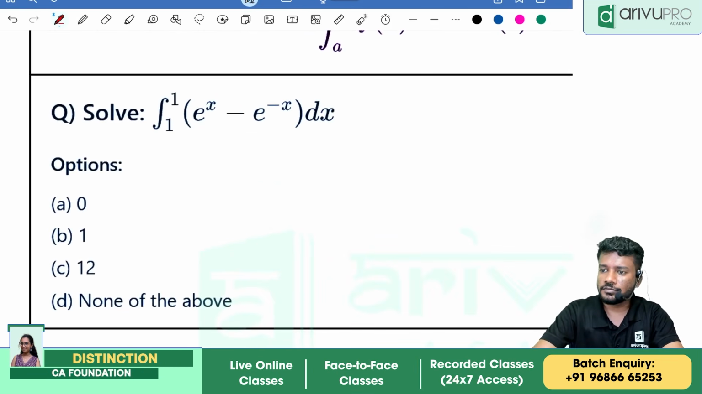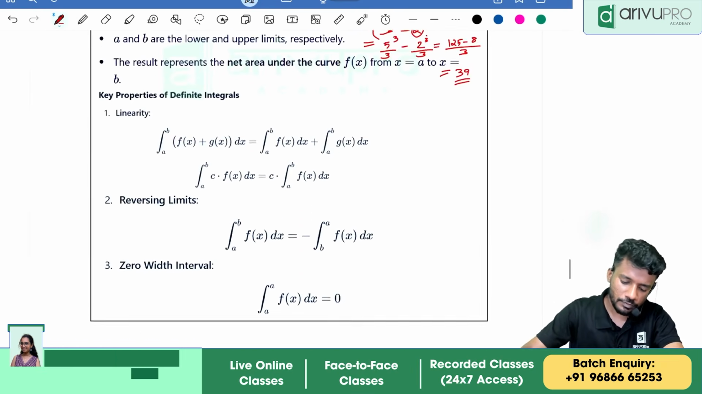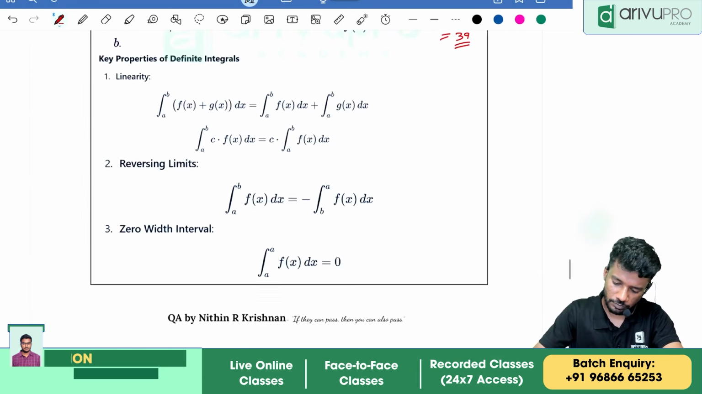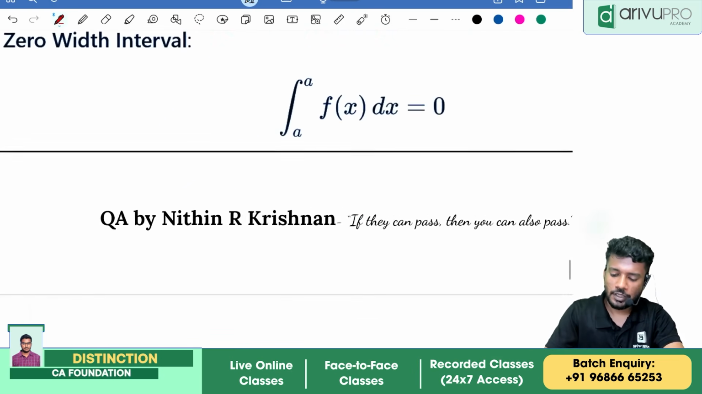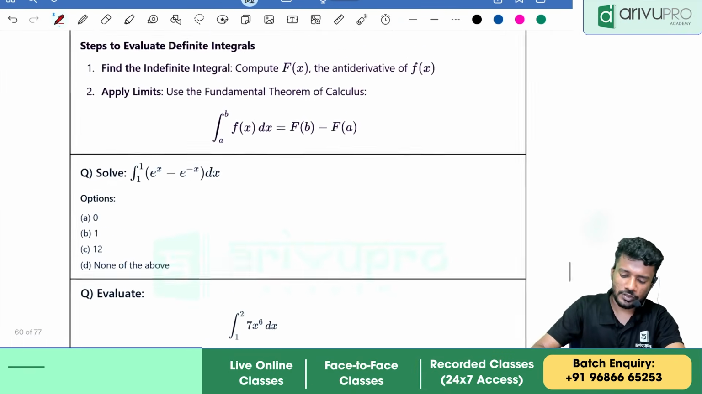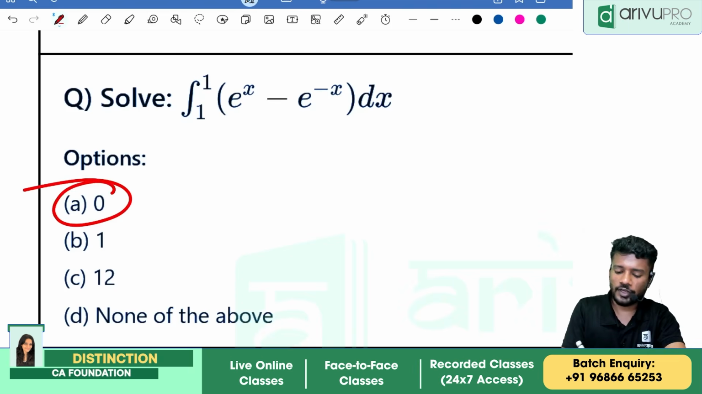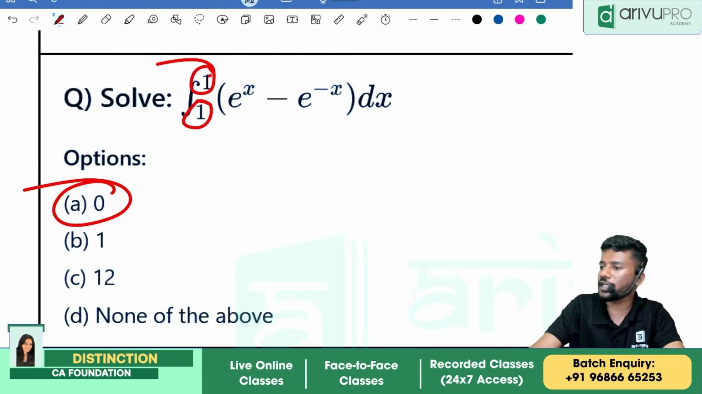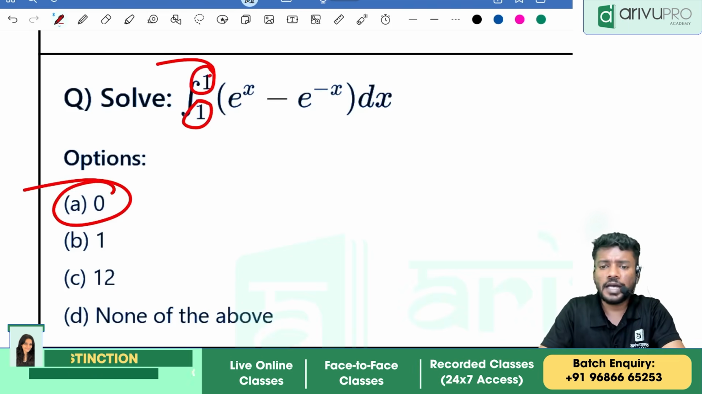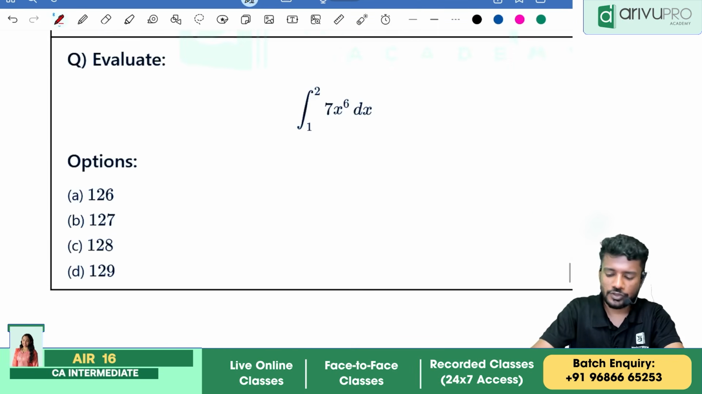Get me the answer. One tip I will give you: whenever the upper limit and lower limit of an integral are the same, the answer is 0. Look at this. What can be the answer? 0. Whenever the upper limit and lower limit of an integral are the same, the answer is 0.